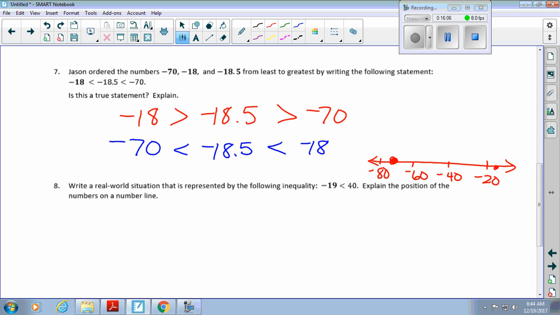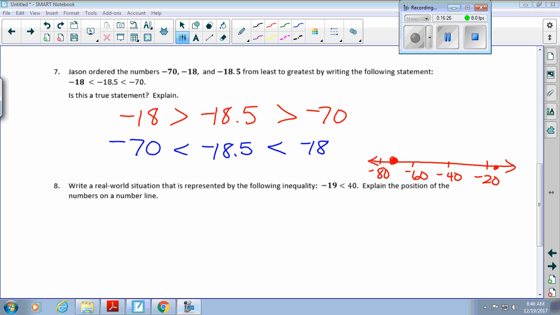All right, let's look at this next one. I'm going to have the kids independently write a real world situation that is represented by the following inequality. Negative 19 is less than 40. Explain the position of the numbers on the number line.